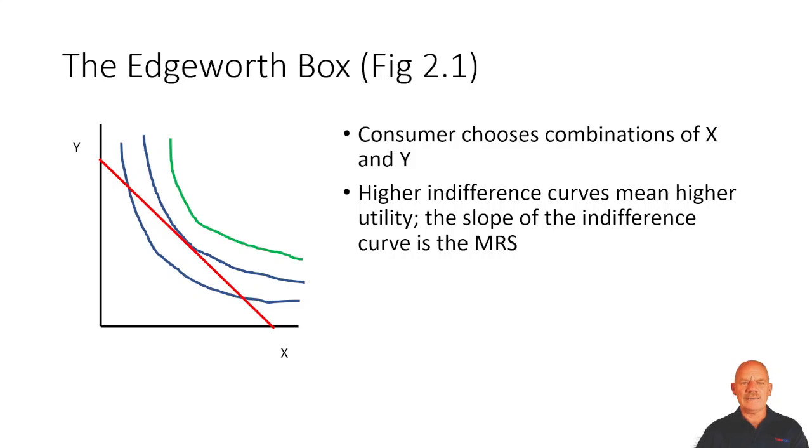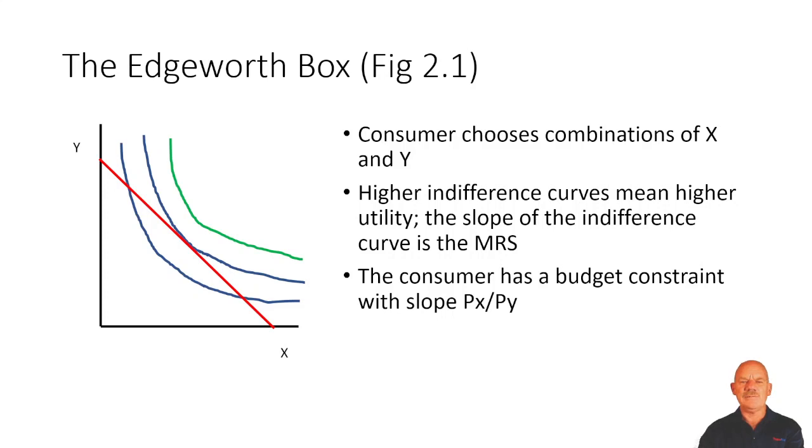So the consumer has a specific income and can only spend that much. So there's a limit to what the consumer can consume. With this budget, she cannot reach the green indifference curve, even though she would like to reach the green one.